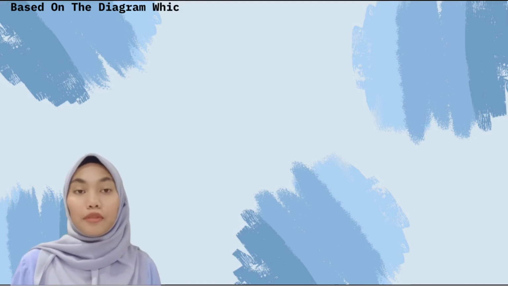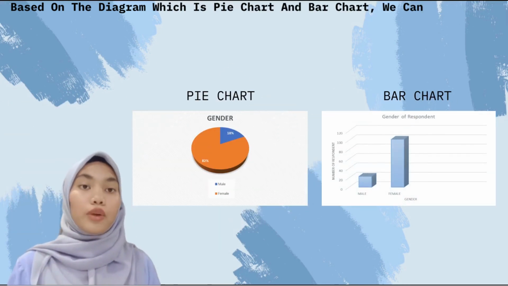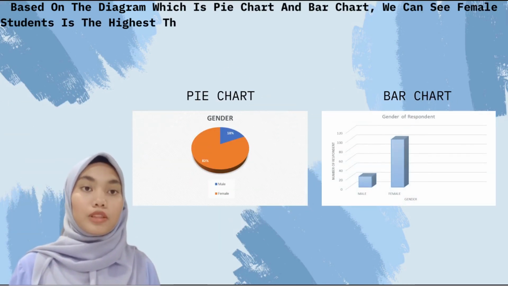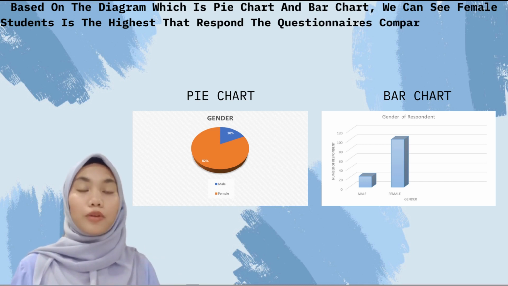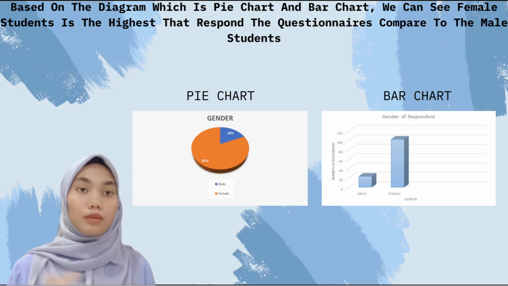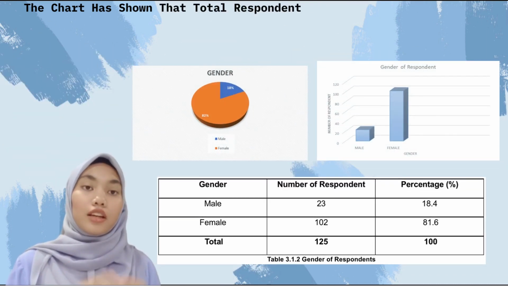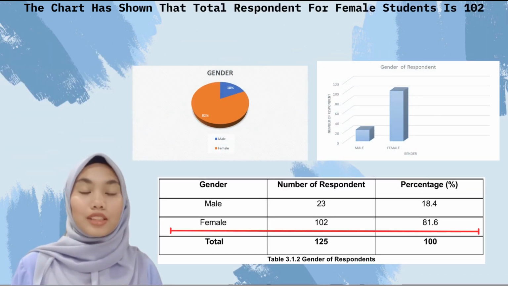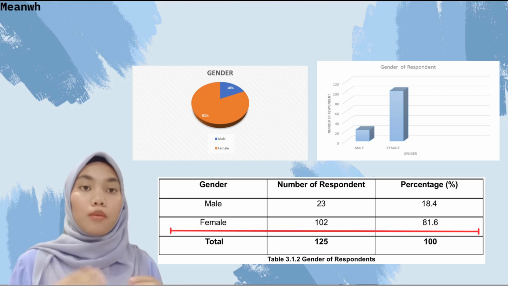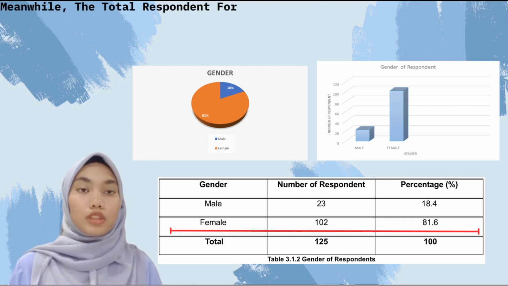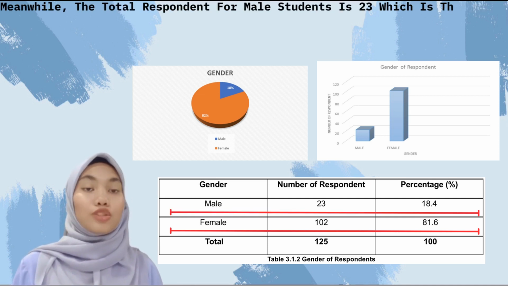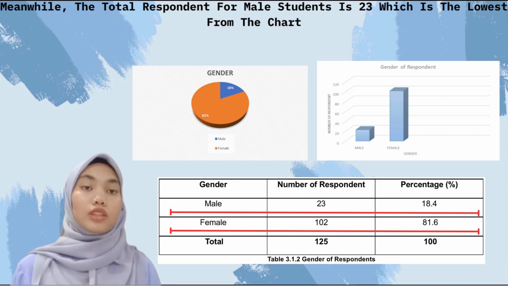Based on the diagram, which is pie chart and bar chart, we can see that female students are the highest that responded to the questionnaires compared to the male students. The chart has shown that the total respondent for female students is 102. Meanwhile, the total respondent for male students is 23, which is the lowest from the chart.